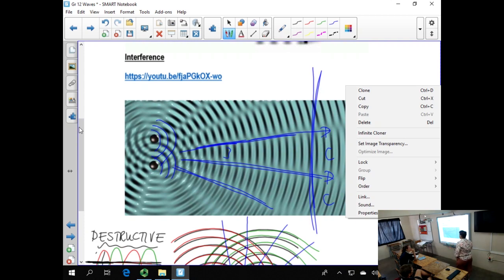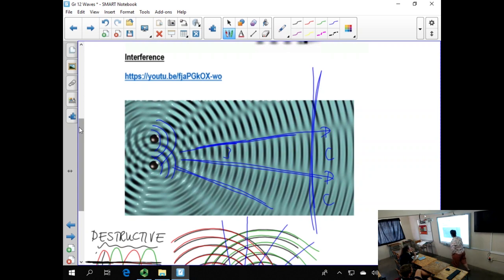Okay, now, for interference to occur, we find that these two sets of waves, my red set and my green set, must have the same frequency. If they don't have the same frequency, they won't interfere. They will superimpose and they will move through each other, but they won't cause interference as we have over here. All right? So for interference, we need the same frequency, light, sound, wave, whatever.